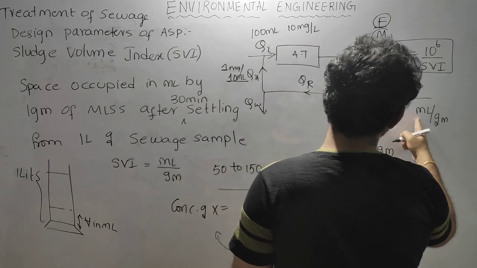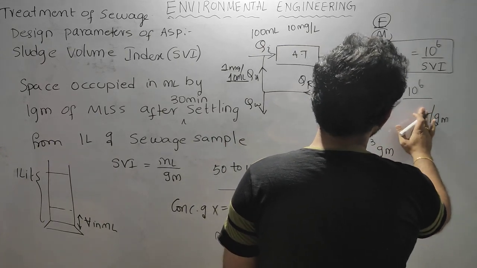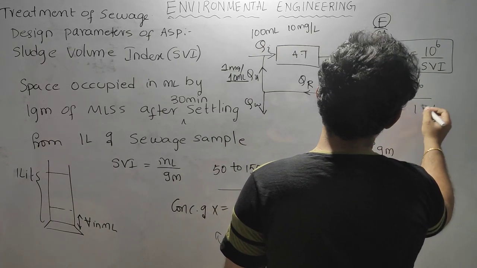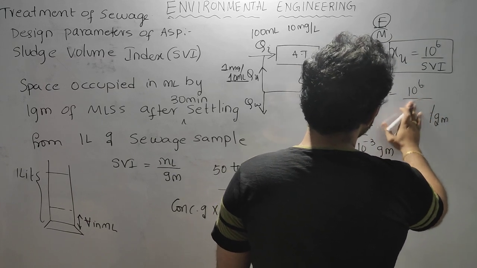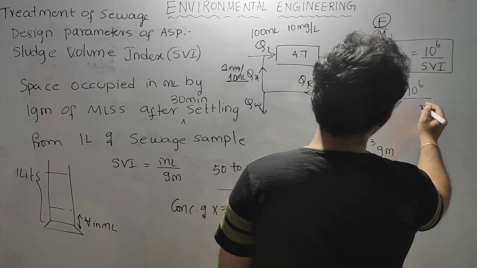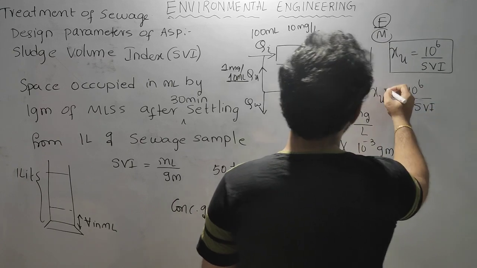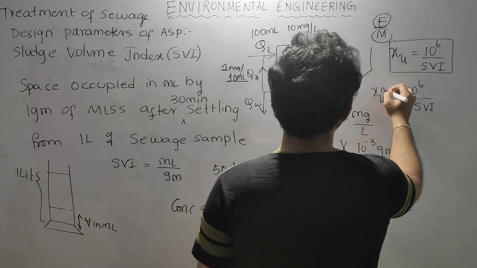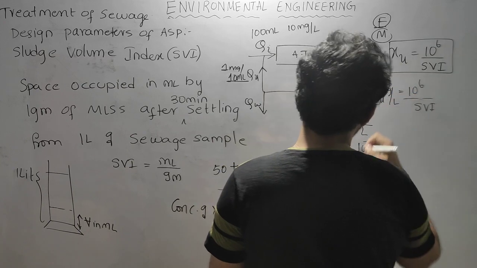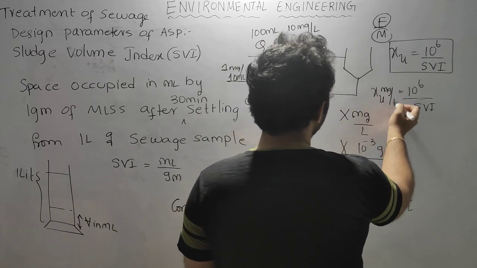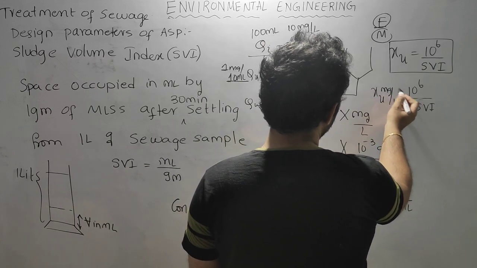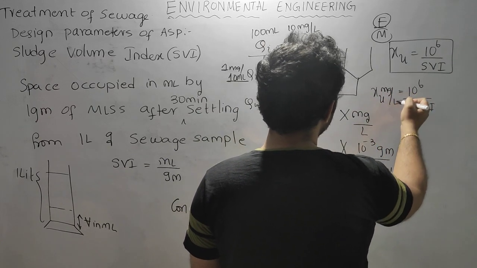So ml, again I can write this as 10 to the power of minus 3 liter. Here I don't change it, leave it as SVI. So here it is mg per liter. If I equate the units on either side, this will become 10 to the power of 6 again. So this and this will get cancelled.